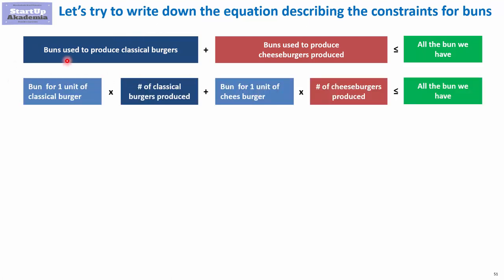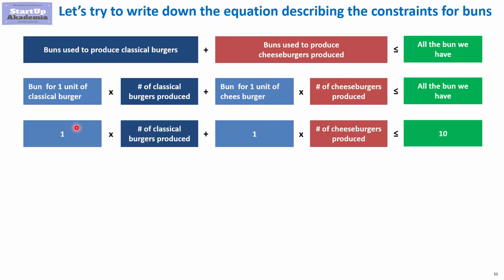We're going to use for that the usage per unit and the number of classical burgers we'll be producing. In the very same manner, we estimate the cheeseburgers. So how many buns we need for 1 unit of a cheeseburger, and then how many cheeseburgers we're going to produce. From our table of assumptions, we know that for every burger, we just need 1 bun. So we put one here and here.